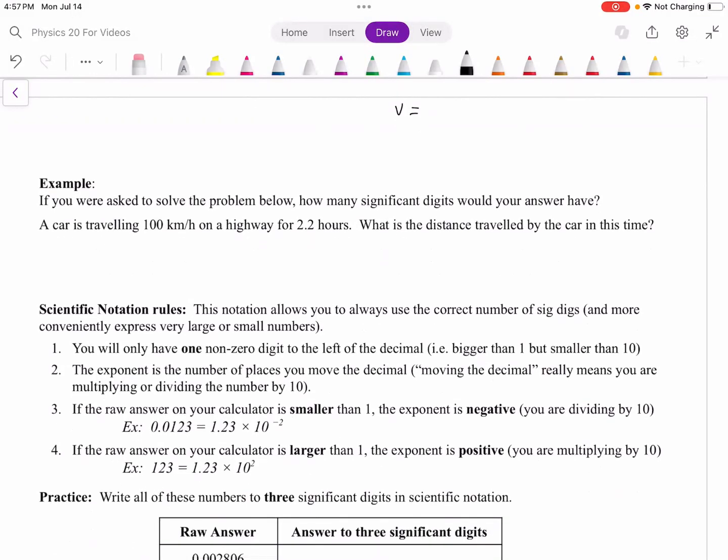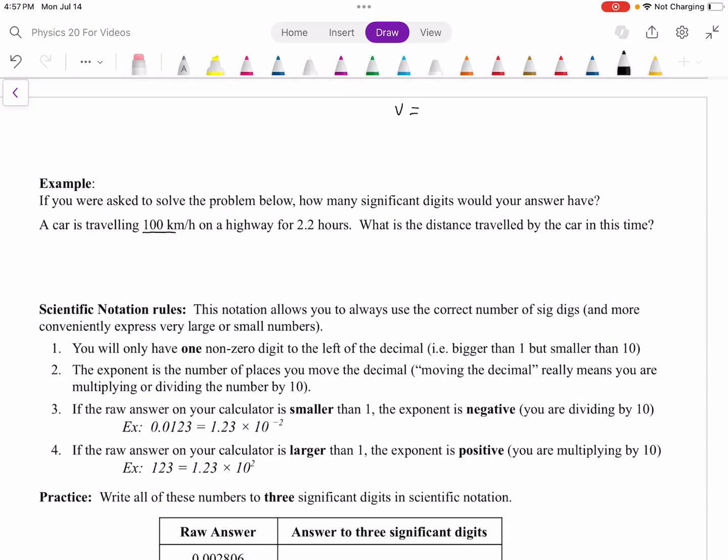Let's take a look at an example. If you were asked to solve the problem below, how many significant digits should your answer have? Okay, well, let's take a look at the question. A car is traveling 100 kilometers per hour on a highway for 2.2 hours. What is the distance traveled by the car in this time? So we would actually use that same formula, but we're not even being asked to solve this. We're just asked about how many sig digs should our answer have.